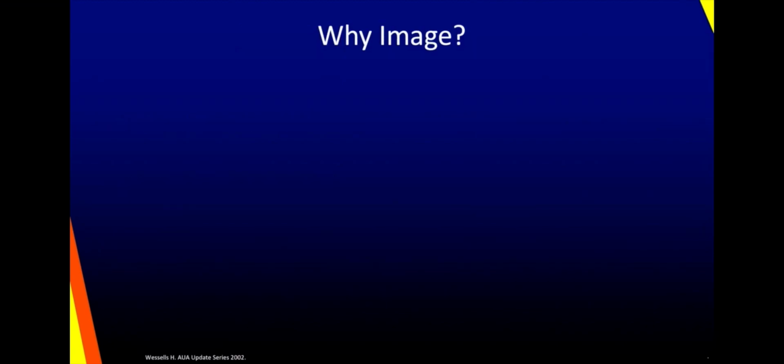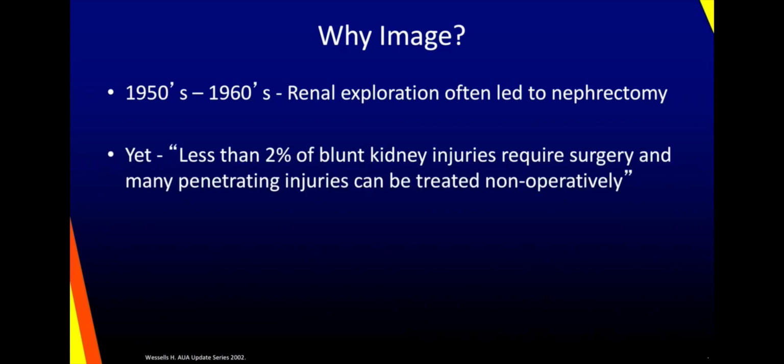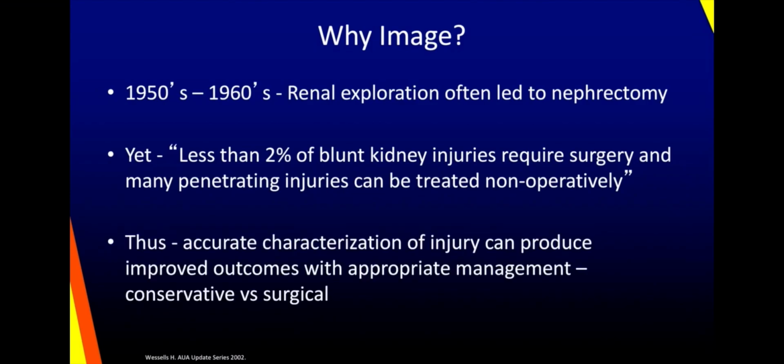Now, why should we image these patients? In the 1950s and 60s, renal exploration often led to nephrectomy. Yet less than 2% of patients with blunt kidney injuries require surgery, and many of the penetrating injuries can also be treated non-operatively. Thus, accurate characterization of the injury can produce improved outcomes with appropriate management, whether it's conservative or surgical.